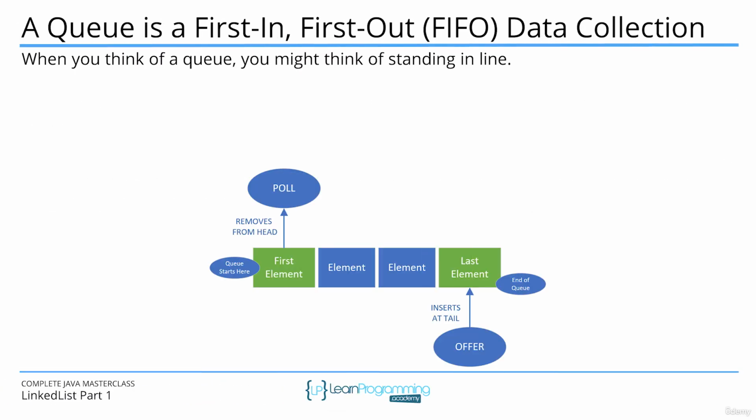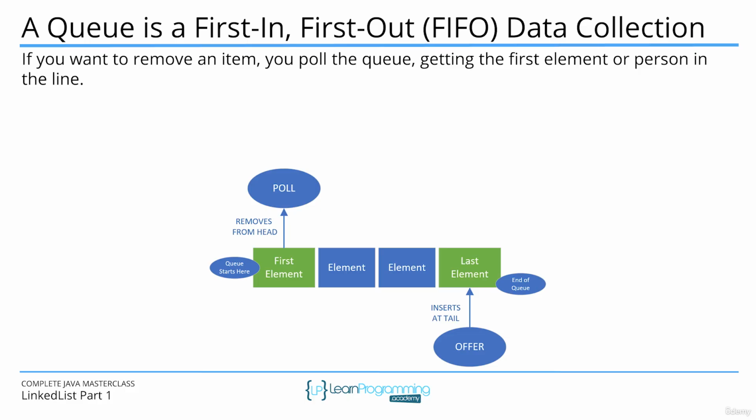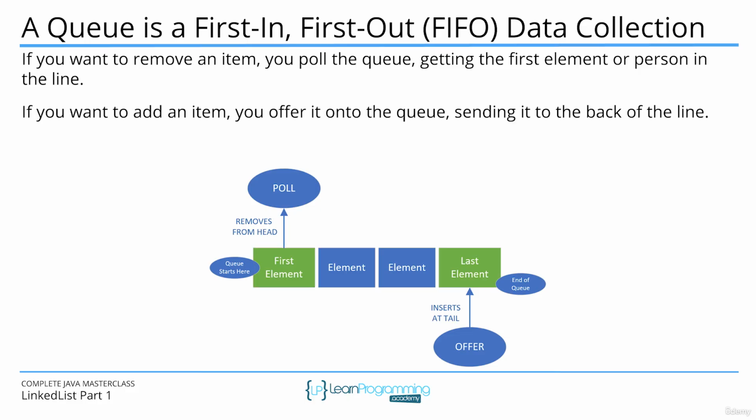When you think of a queue, you might think of standing in line. When you get in a line or a queue, you expect that you'll be processed in relationship to the first person in line. We call this a first in, first out, or FIFO data collection. If you want to remove an item, you poll the queue, getting the first element or person in the line. If you want to add an item, you offer it onto the queue, sending it to the back of the line.